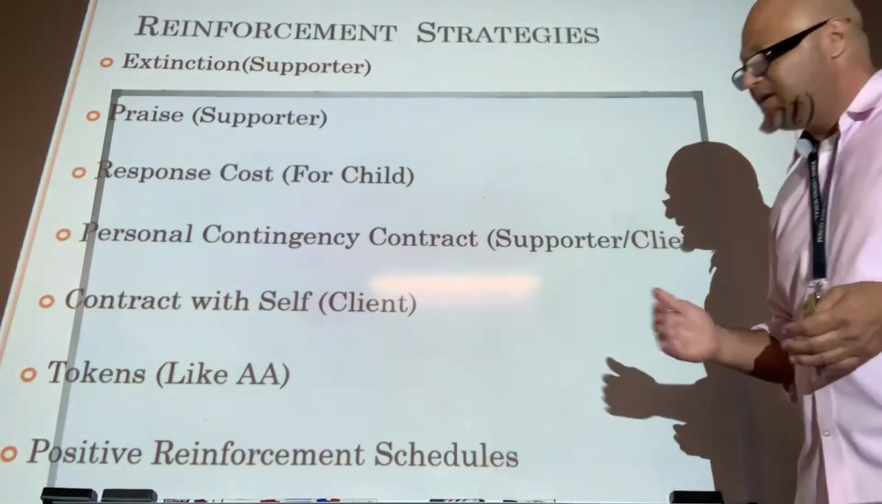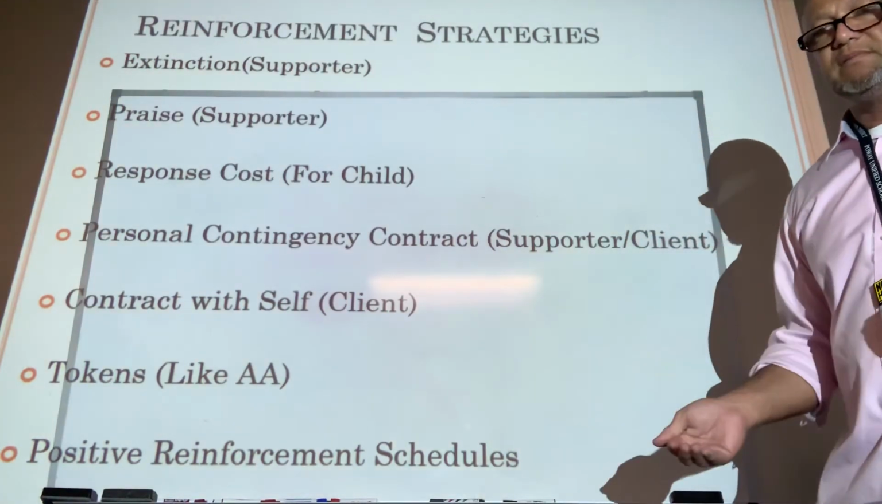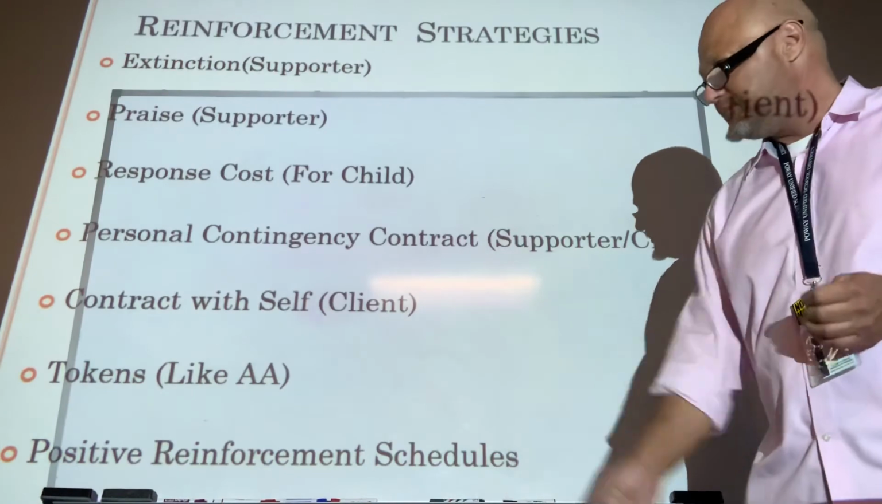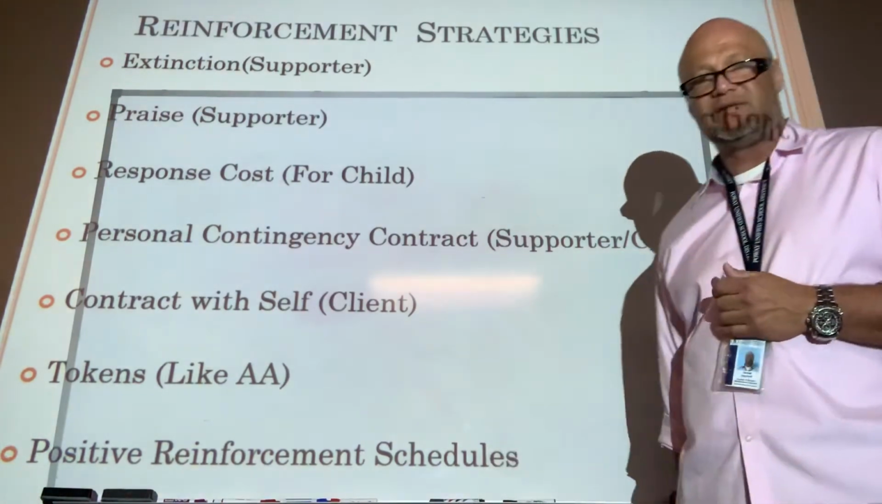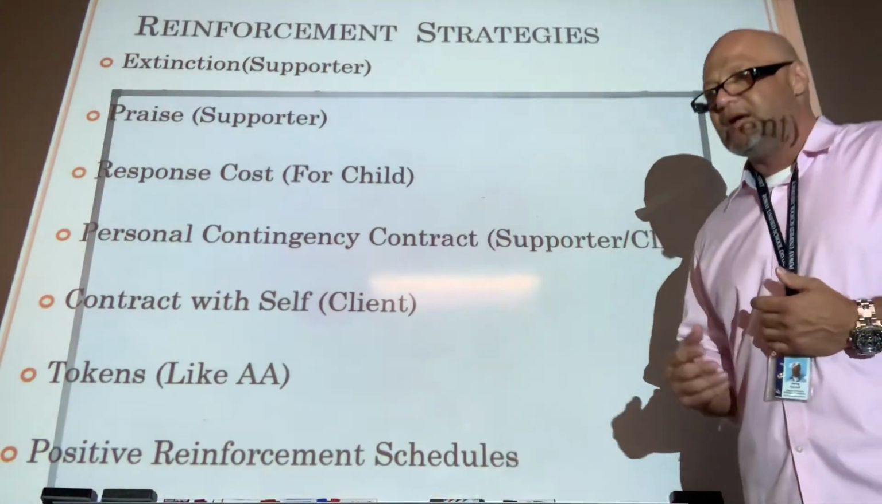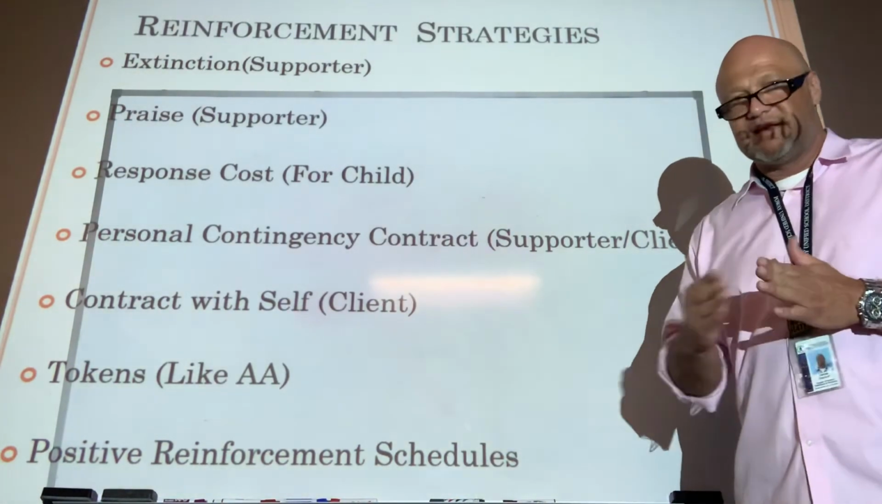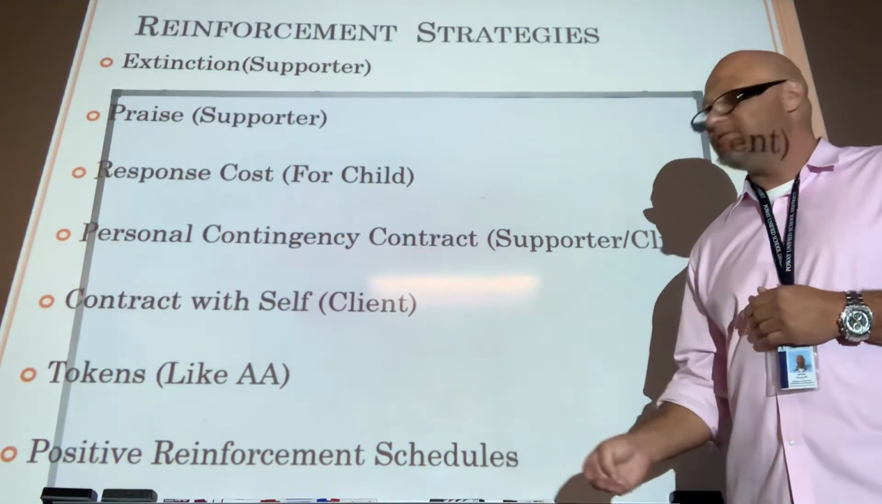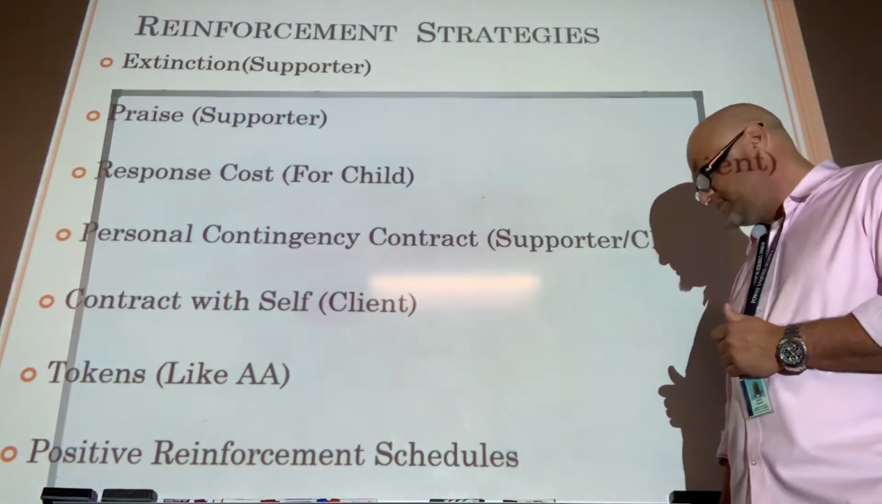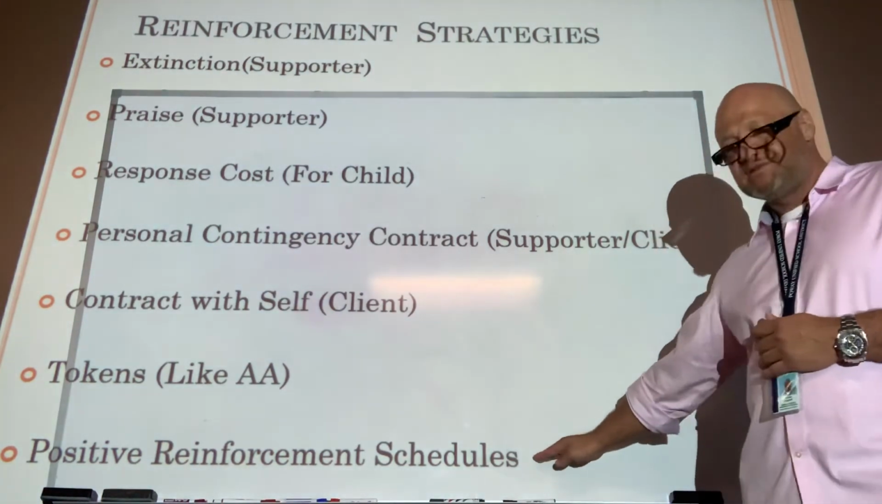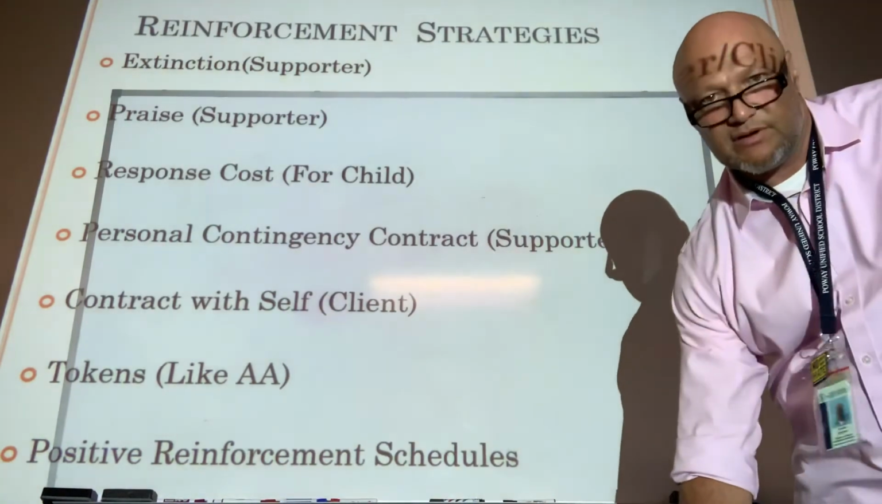But with younger clients, less developed clients, you can definitely put something in place. Tokens like they use in AA, that represent doing a really good job and sticking it out for so long, can be very effective as a reinforcement. And then for younger students, reinforcement schedules are effective also.